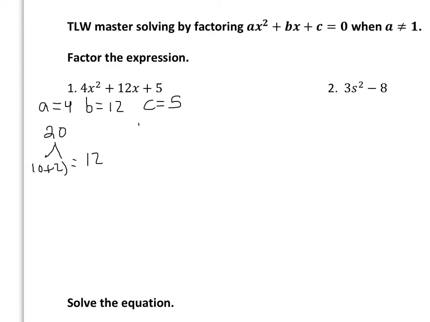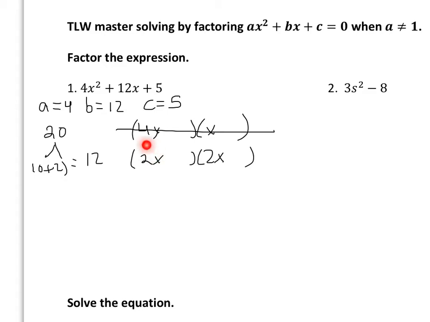Well, your options are 4 and 1, or 2 and 2. So what I ask is this. Can I multiply 4 by a whole number and have it equal 10? No. Can I multiply 4 by a whole number and have it equal 2? No. Then this one does not work. So go to the next one.